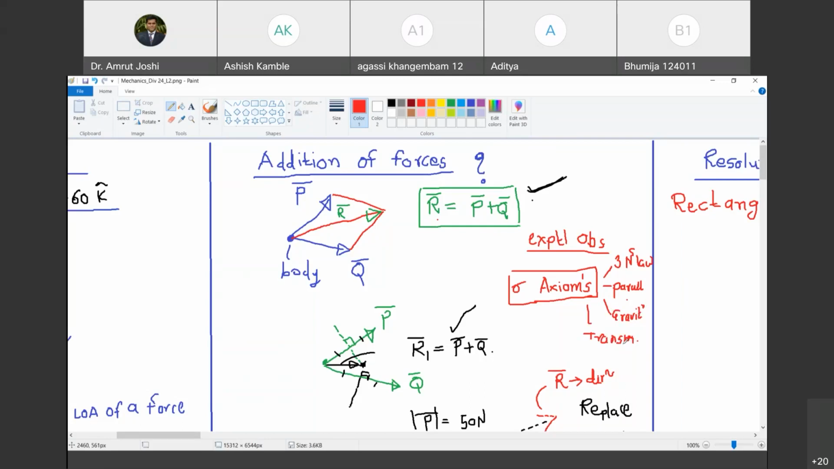But these are the 6 axioms based on which all other principles of mechanics have been derived. Are you with me? Yes, sir. So you pick up any principle in applied mechanics, it is derived based on few of these 6 axioms. And these axioms are not to be challenged because they are experimentally observed. Are you with me? Yes, sir.